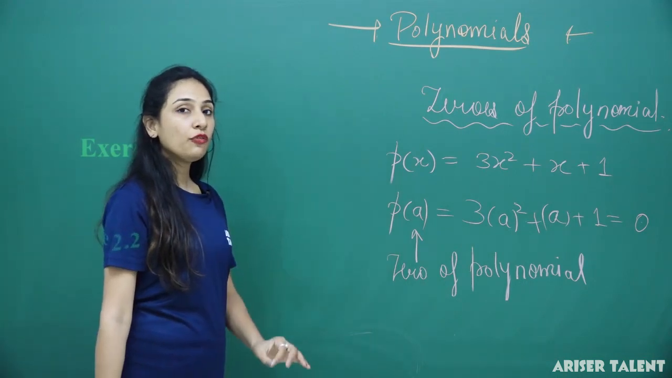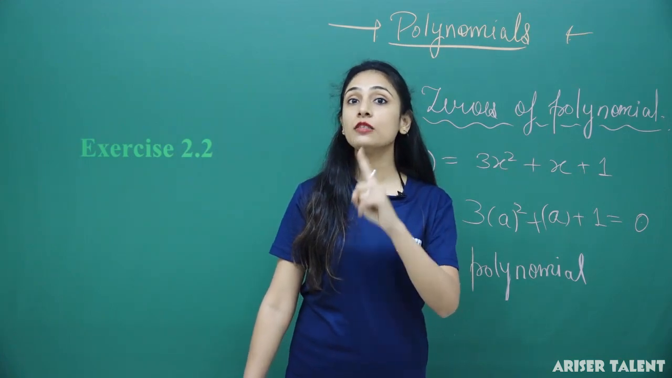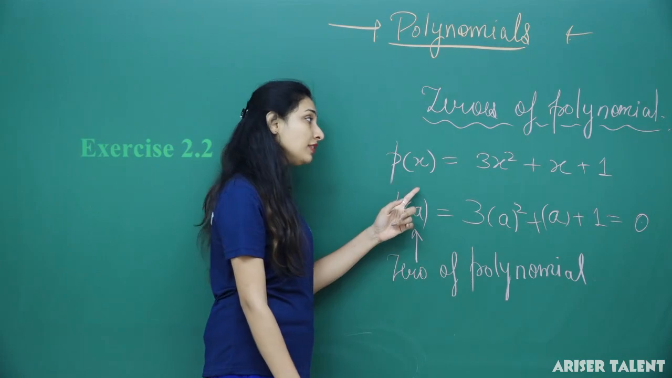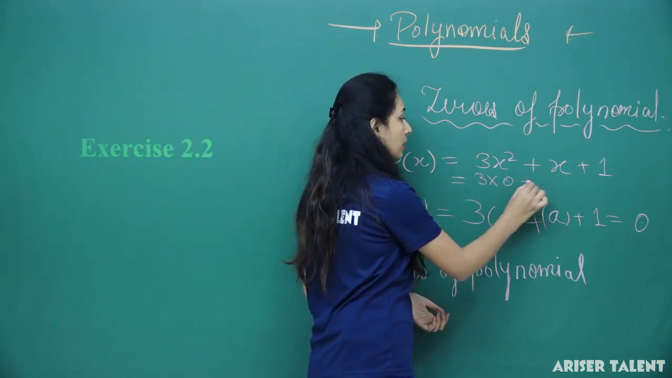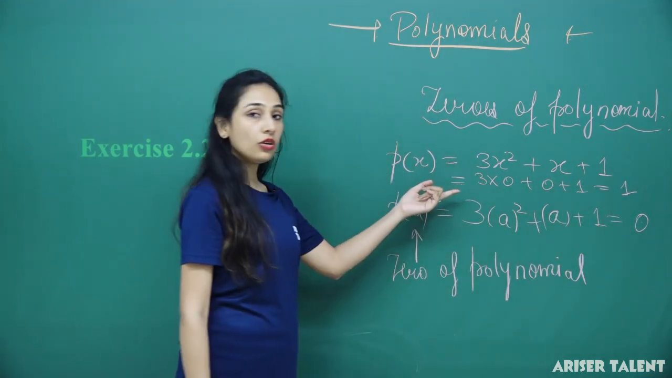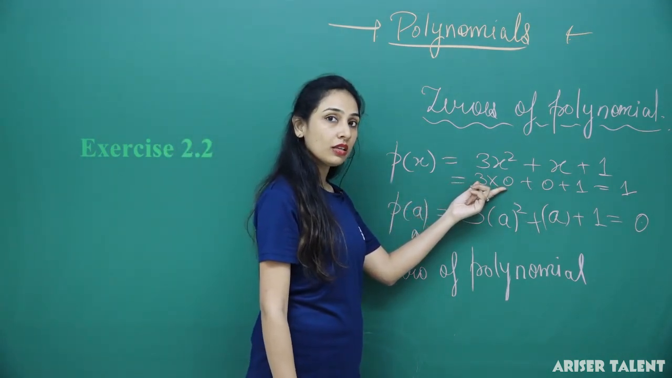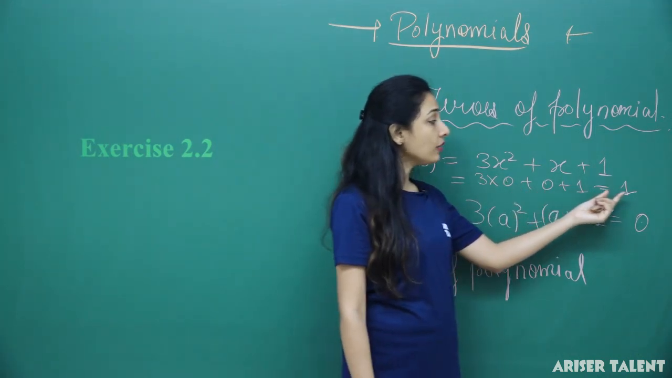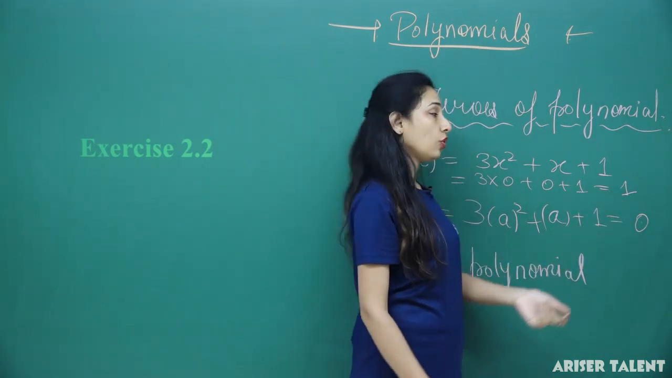Now, be very careful about it, students, that 0 will not always be the zero of a polynomial. That means, let us try putting 0 here. If you put 0 here, what will you get? 1. So, is 0 a zero of this polynomial? It is no, because the value is 1 here, but we have to get the value 0.